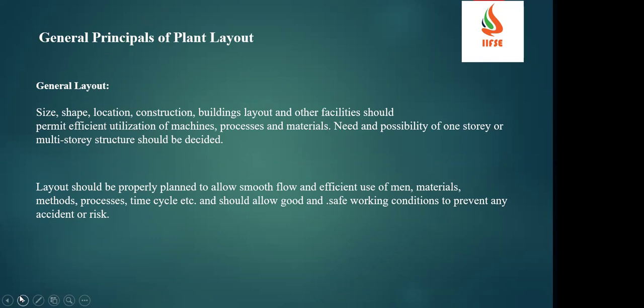And also the layout should be properly planned to allow a smooth flow and efficient use of men and material. So whatever the flow or the design of the process you have done, it should allow us to use the man and material effectively. So you should not do a repetition activity, unnecessary spending of human energy, and unnecessary movement of the materials.